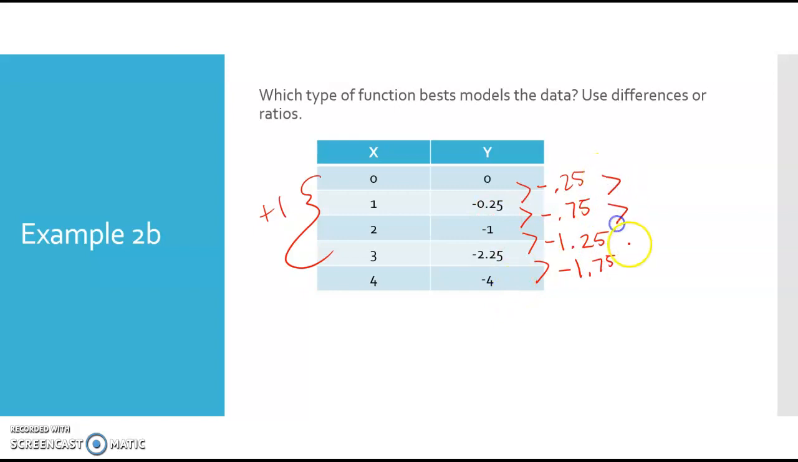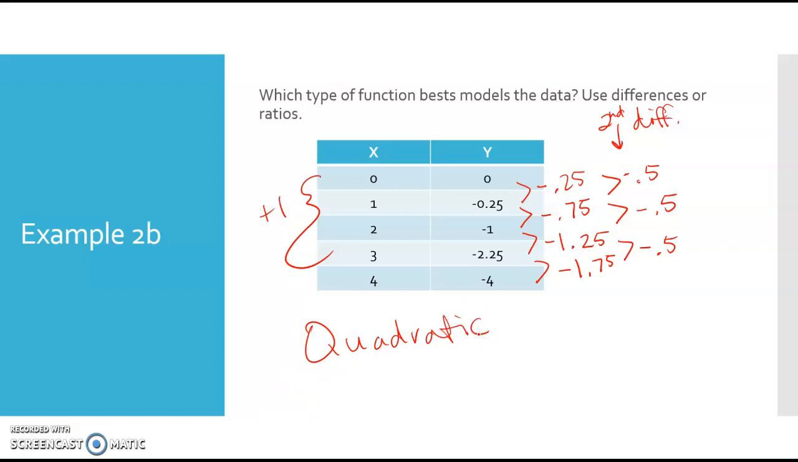But if I look as I go to these next ones, we get that we subtracted 0.5. And then from 0.75 to 1.25, again, we subtract 0.5. And from -1.25 to -1.75, we subtract 0.5. So we've got that second difference, right? And so because we have that second difference, it is a quadratic. Because we subtract both times.